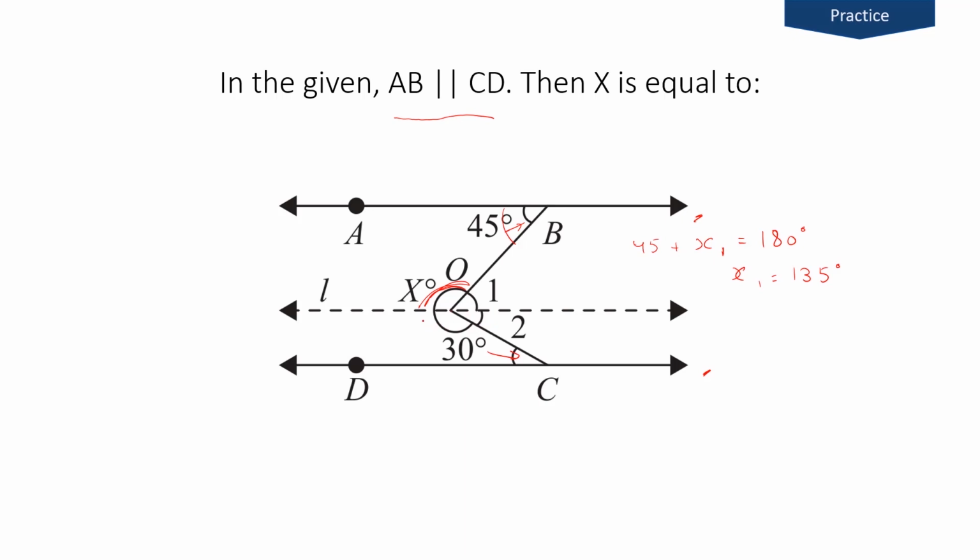And this part, if we take it as x2, these are also same side interior angles. So 30 degrees plus x2 is also 180 degrees. So x2 comes out to be 150 degrees. So the total angle x is equal to 135 plus 150, which is 285 degrees.